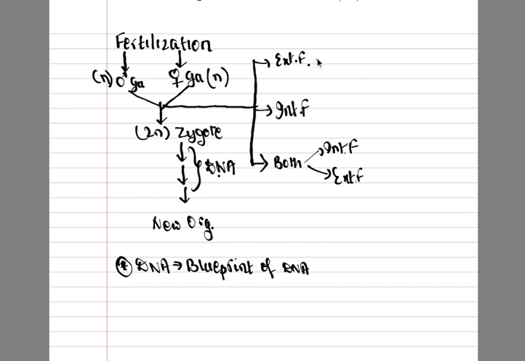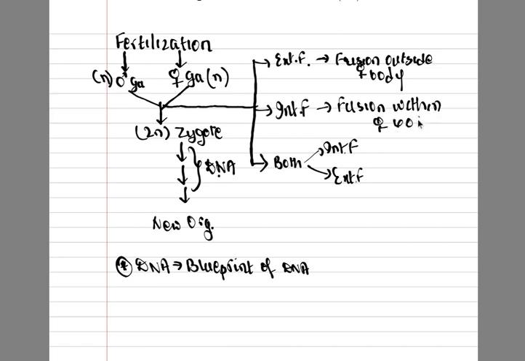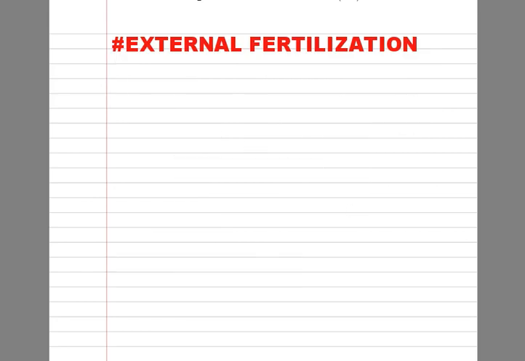For example, external fertilization, let's write it here: fusion outside the female body. Internal fertilization means fusion within the female body. Here, both types of fertilization are present in the organisms.